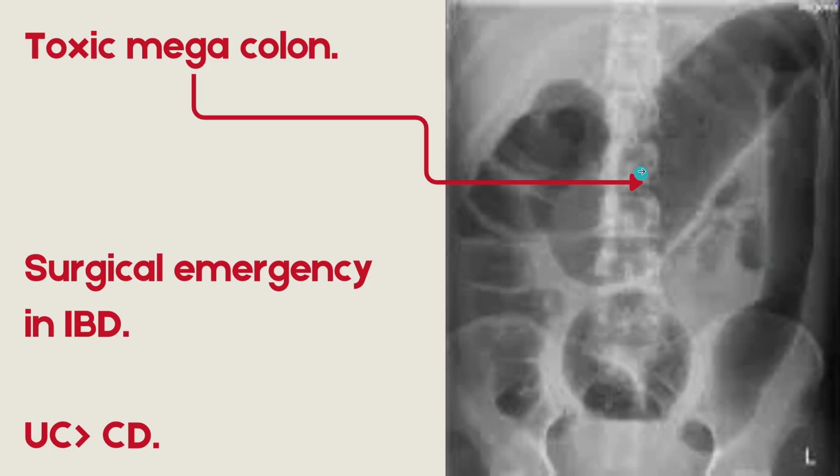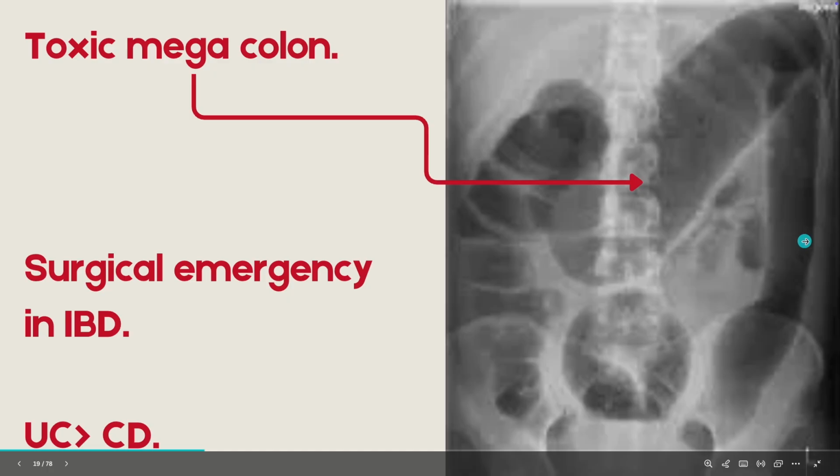So this is a toxic megacolon, and it's something that you need to be very, very aware of when you have a history suggestive of ulcerative colitis or Crohn's disease. If the history tells you anything like abdominal pain with bloody diarrhea, with some rashes, joint pains, and they give you this image, you should be thinking about toxic megacolon.